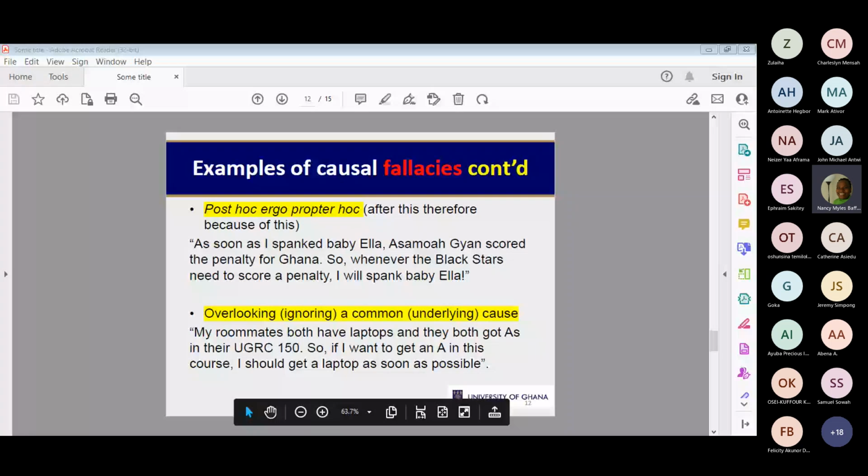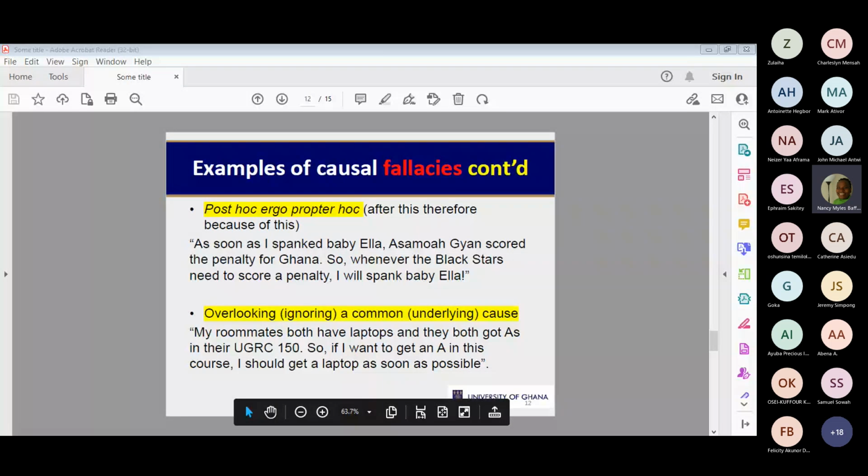Just because you saw the other two folks get it, use it, and you say that is what caused the A that they got in the course, so you are also just going to get a laptop. You may be overlooking, or ignoring, an underlying cause, something else that is underneath the cause and effect observation. So here there is a causal connection, but that may not be the only one. That's all we are saying.